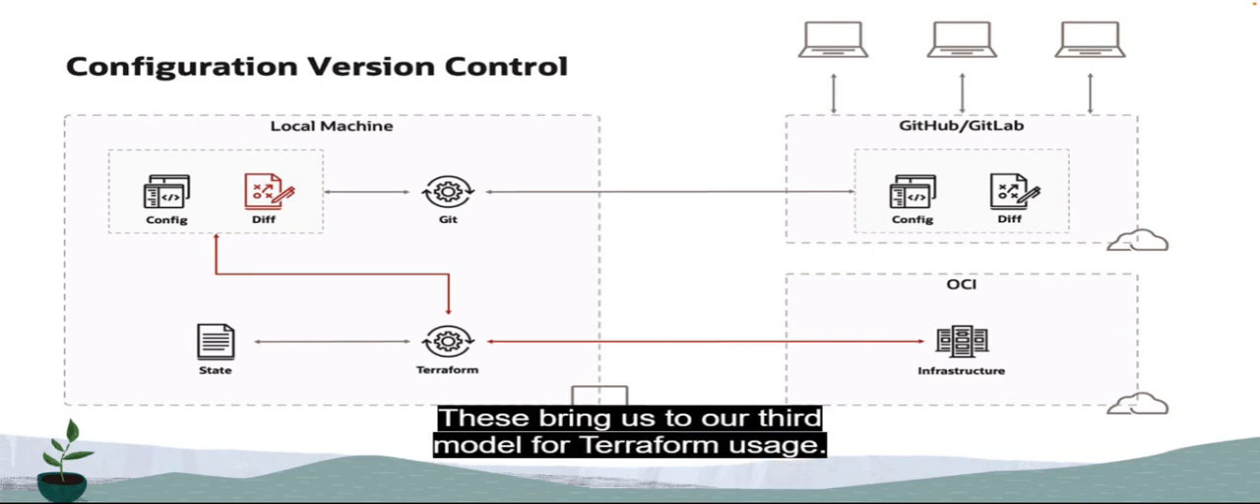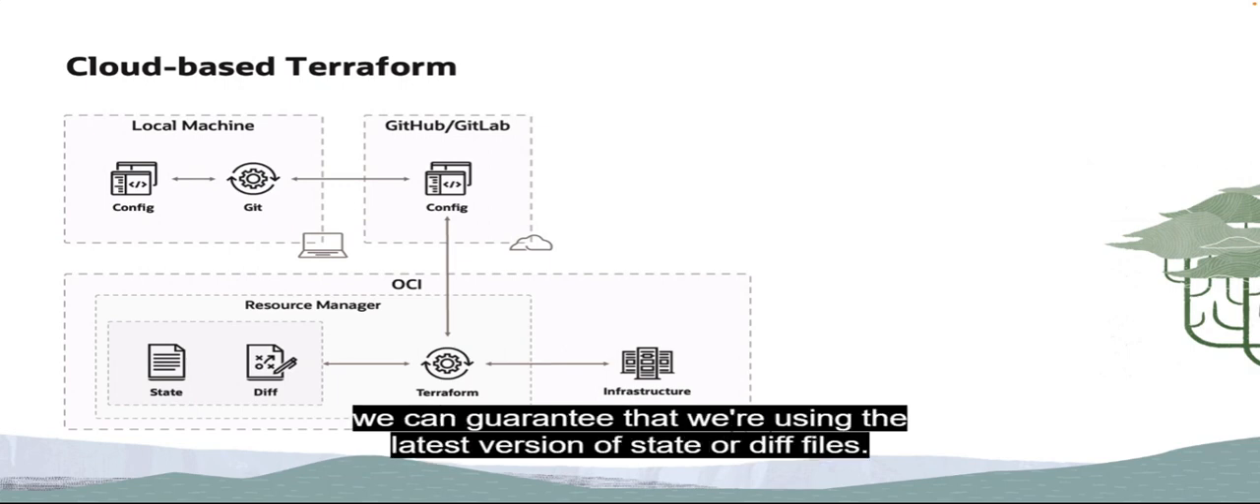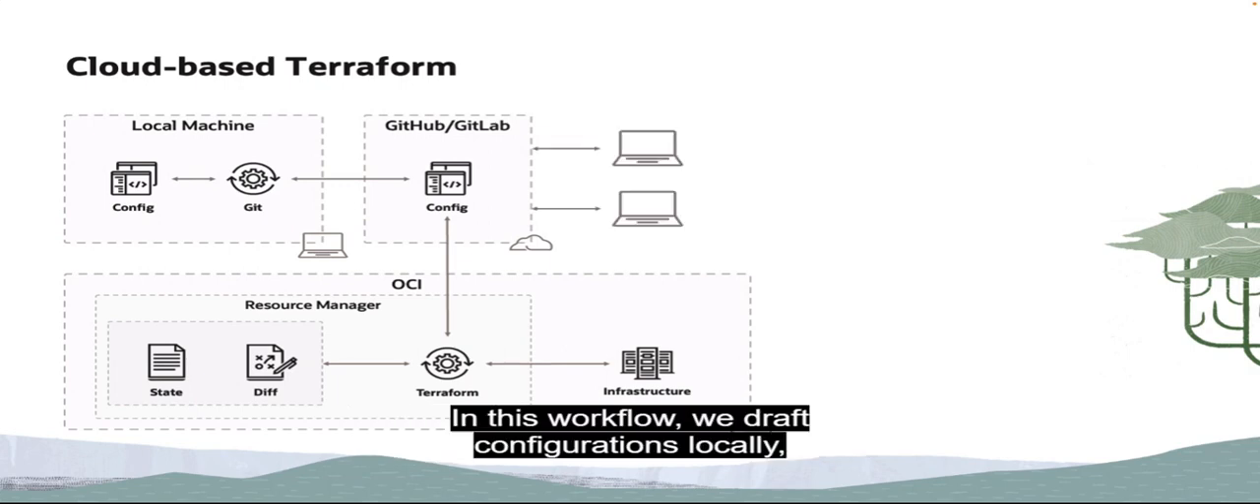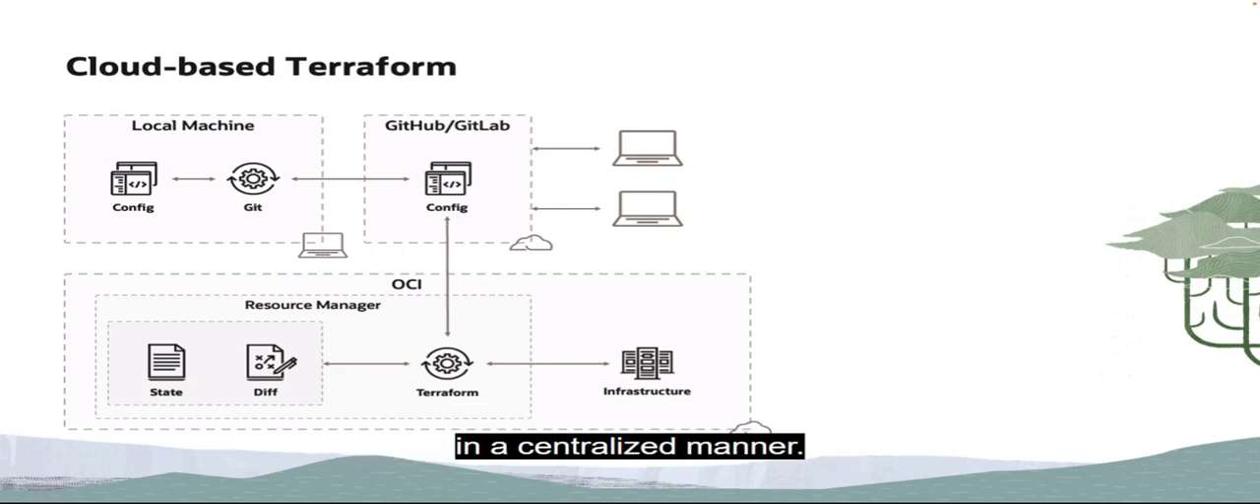These bring us to our third model for Terraform usage. If we actually run Terraform from within the cloud, we can guarantee that we're using the latest version of state or diff files. In this workflow, we draft configurations locally, sync them with a centralized repository, and execute plans and applies in a centralized manner.